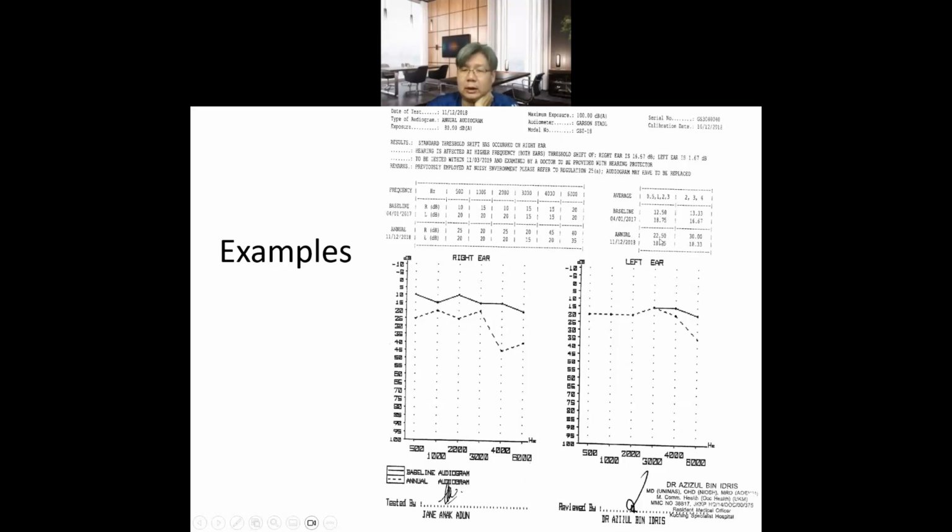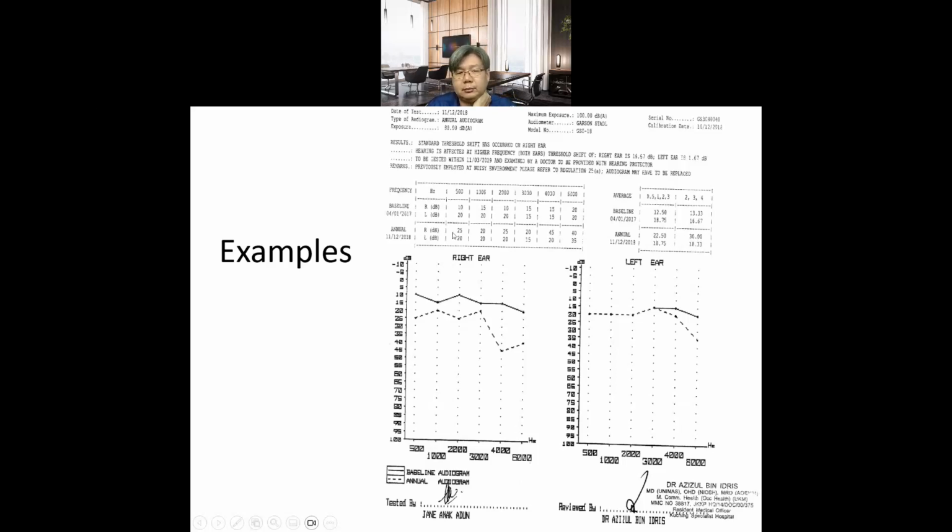This annual right ear audiogram: 25 plus 20 plus 25 plus 20, divided by 4, becomes 22.5. The baseline for this person is 10 plus 15 plus 10 plus 15, divided by 4, which is 12.5. So the baseline in 2017 is 12.5, and the annual in 2018 is 22.5. It has increased in hearing impairment. However, it's still less than 25, so we don't consider it hearing impairment, and we do not notify. So this is how we work it out.